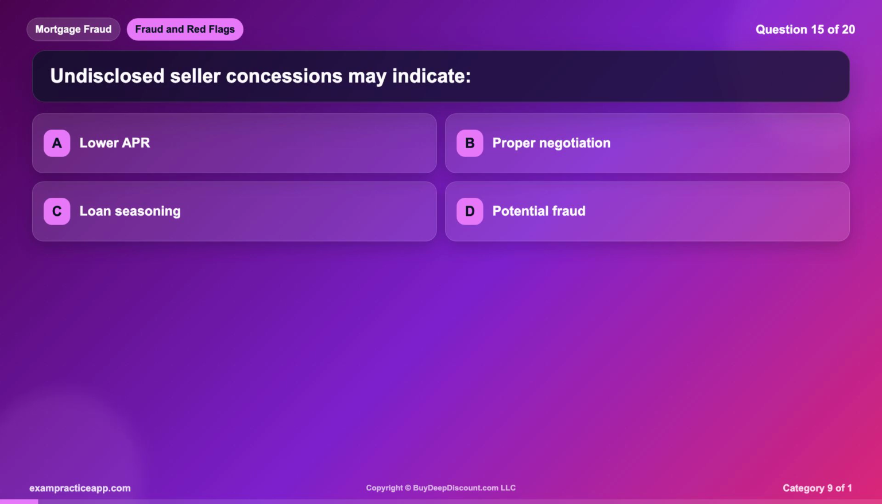Question 15. Undisclosed seller concessions may indicate: Option A, lower APR. Option B, proper negotiation. Option C, loan seasoning. Option D, potential fraud. Take a moment to choose your answer. The correct answer is Option D. Potential fraud. Explanation. Hidden concessions misstate transaction terms.